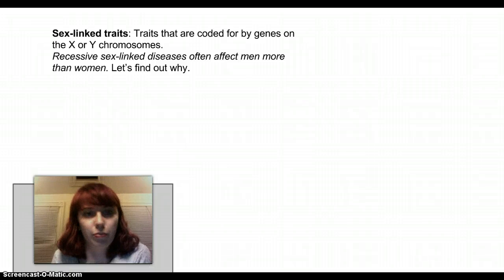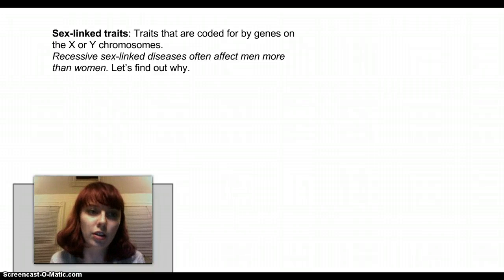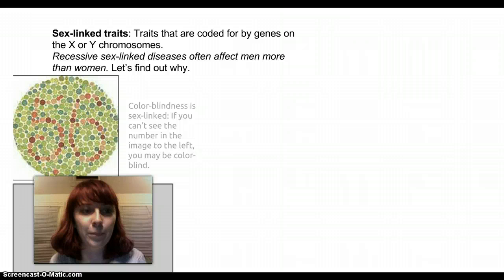They're just usually like regular old body traits. So hemophilia is something that can be X-linked. There's also color blindness, which is what we talked about. And so what we've noticed actually is that recessive sex-linked diseases often affect men a lot more than women. So we're going to find out why.